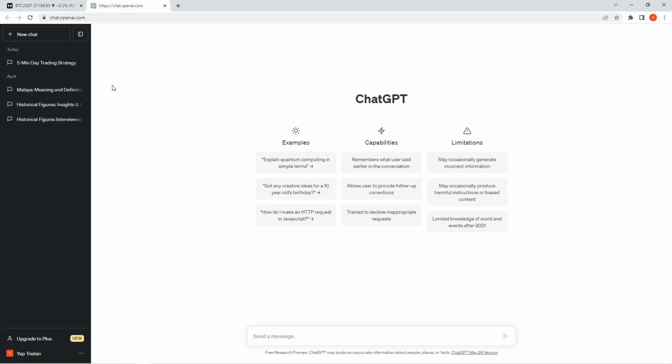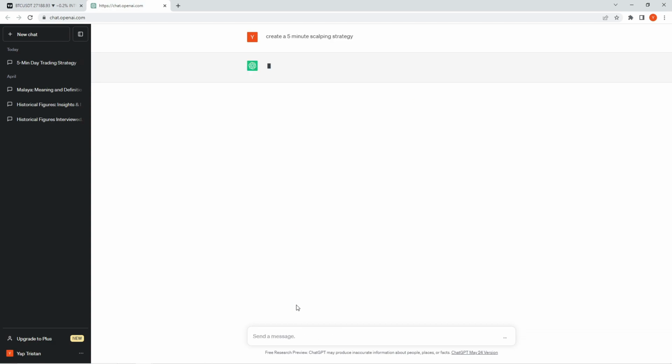First up, I'm going to open ChatGPT, which I have right here. Now I'm going to let it create a strategy for me, and I'm going to try and change the strategy a bit, try and make it better, because sometimes the strategy that ChatGPT gives doesn't have the specifics and everything. So let's start. I'm going to ask it to create a 5-minute scalping strategy, and let's see what ChatGPT gives me.